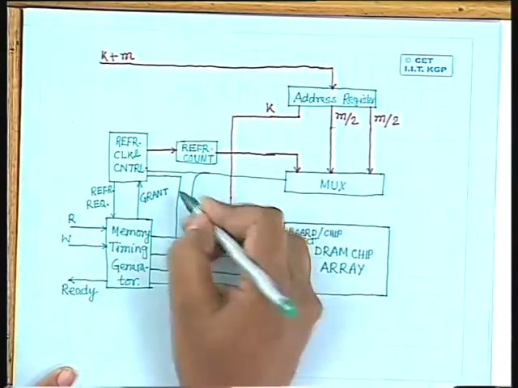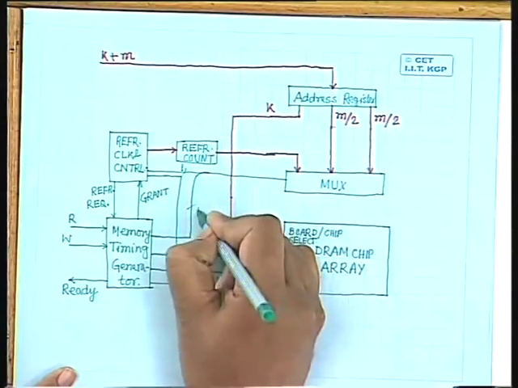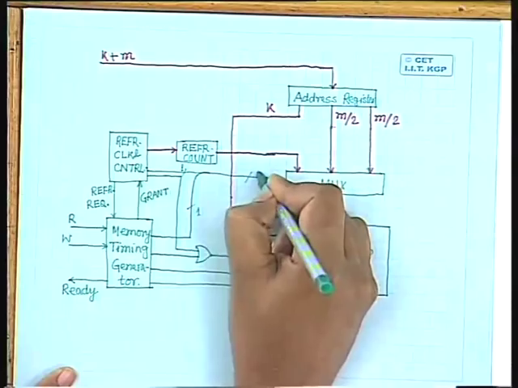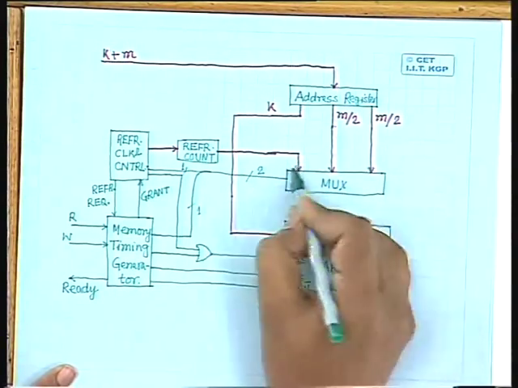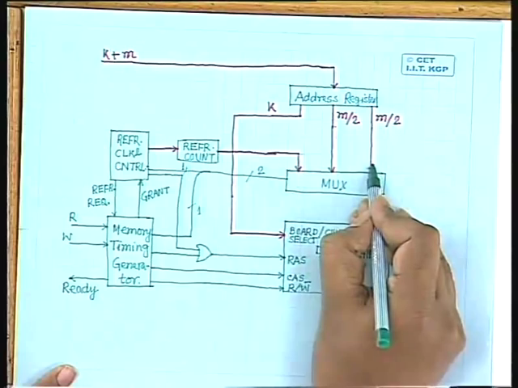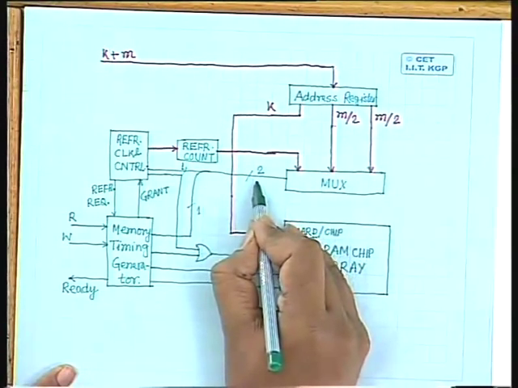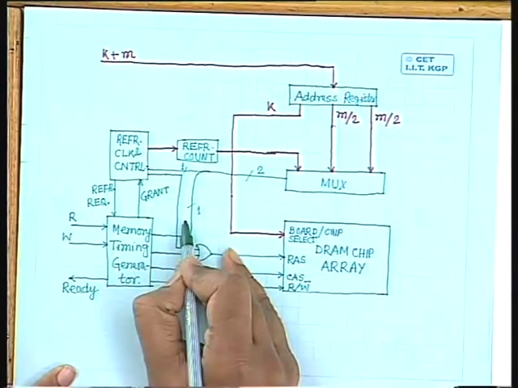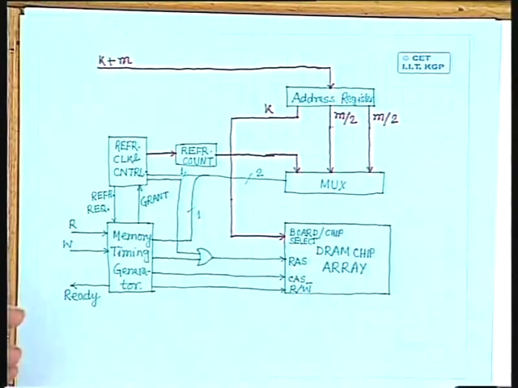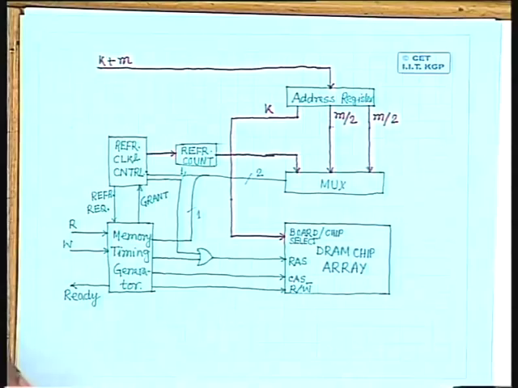So what can be done is, this can generate one bit, this can also generate one bit, and these two are combined together to give you 2-bit select lines, because here we have 3 input lines. So for 3 input sources, I need 2-bit select lines. Those 2-bit select lines can be generated in this way. Then the output of the multiplexer actually gives you the address lines for the DRAM array.